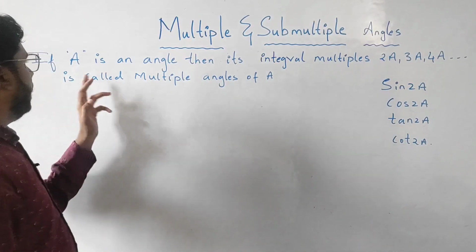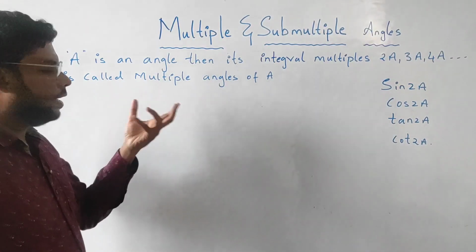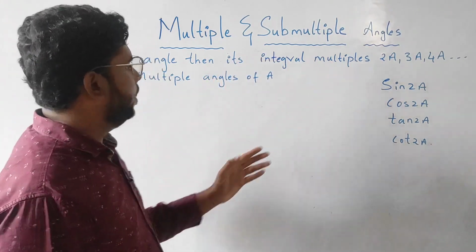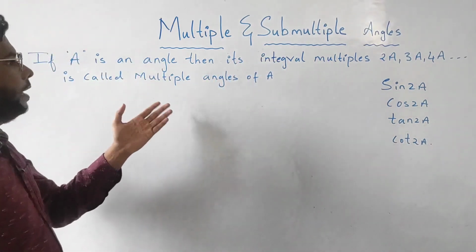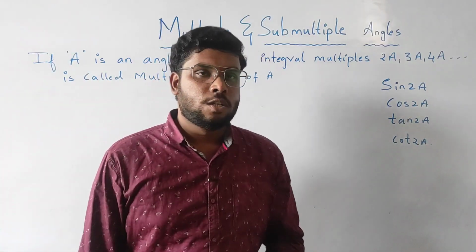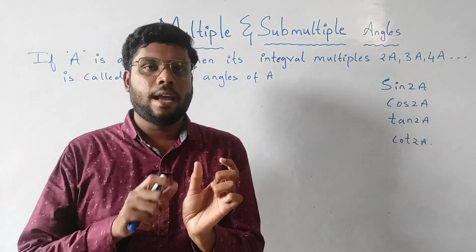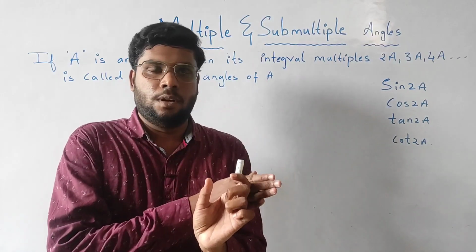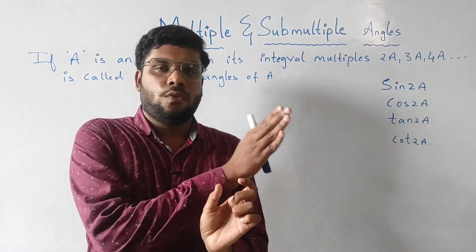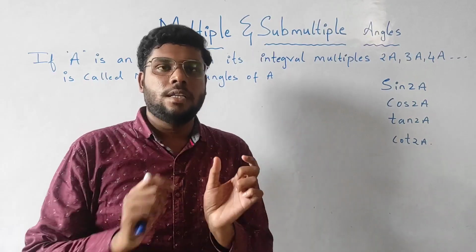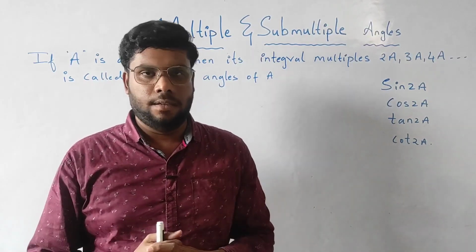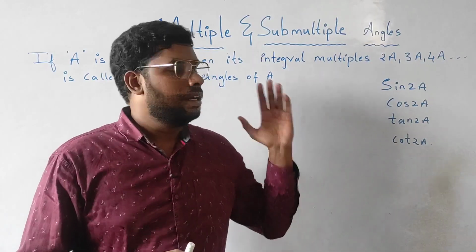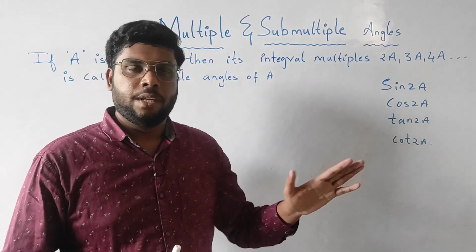If A is an angle, then its integral multiples like 2A, 3A, 4A, and so on are called multiple angles of A. What does it mean? Suppose there is an angle A. We are considering angle A, and we are multiplying it by integers like 2A, 3A, 4A, 5A, 6A, and so on. It is called the multiple angle. So we are multiplying by its integral multiples, and these are called the multiple angles of A.